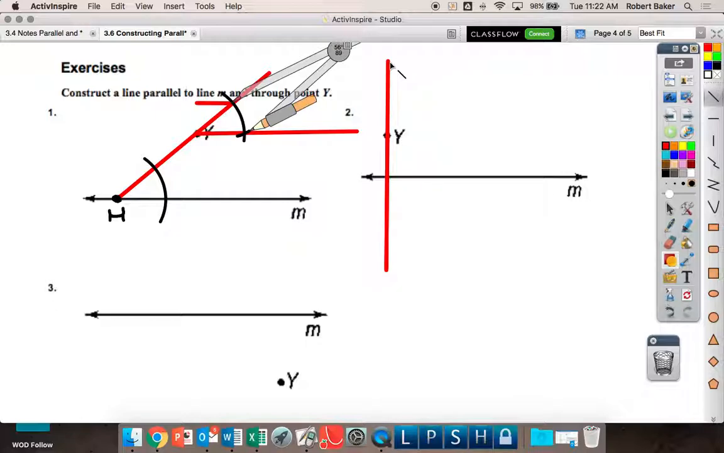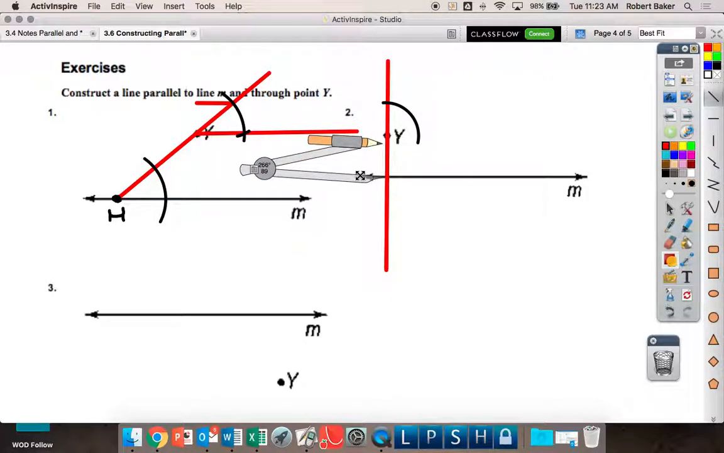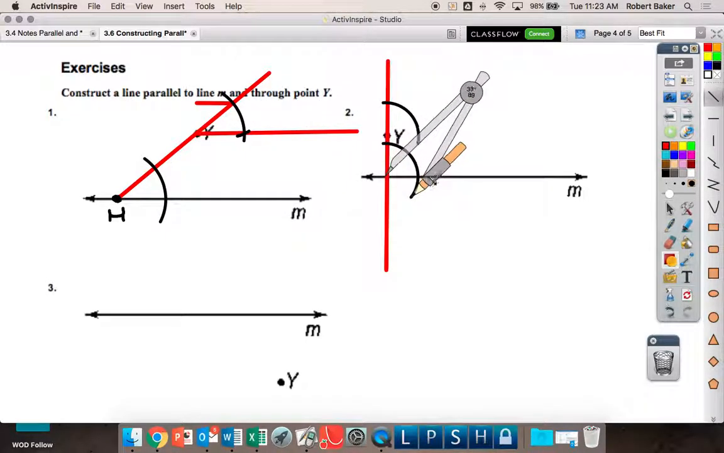I've done step 1. I drew a line that connected point Y to this line. That's always step 1. Connect the dot to the line. Then I take my compass and I go to that dot. Remember, you swing an arc above the point without changing anything. Go to the line and swing the same arc.